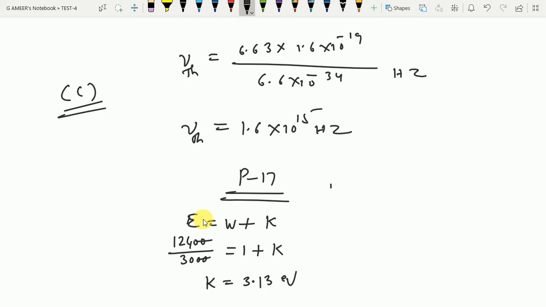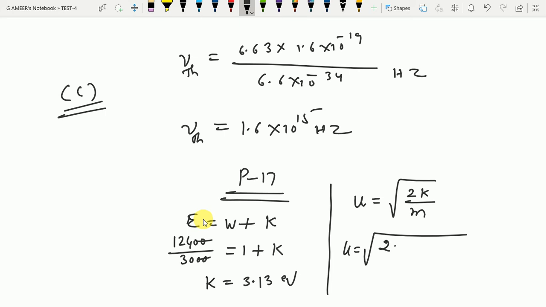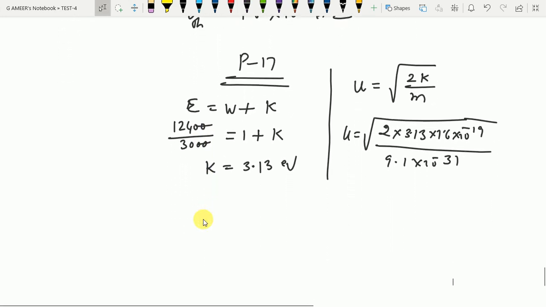But I need to calculate the speed. Kinetic energy is equal to half m v square, so v is equal to square root of 2 into kinetic energy by m. If I substitute all these values, remember we need to substitute the kinetic energy in terms of electron volts converted to joules: 2 into 3.13 into 1.6 into 10 power minus 19 joules. The mass of the electron is 9.1 into 10 power minus 31. After substitution and simplification, the speed will be of the order of 10 power 6 meters per second.